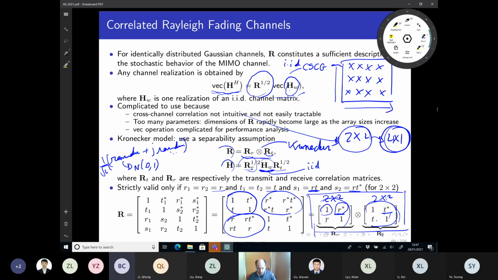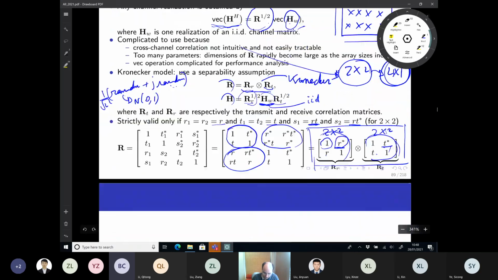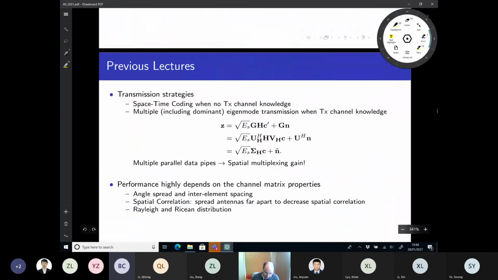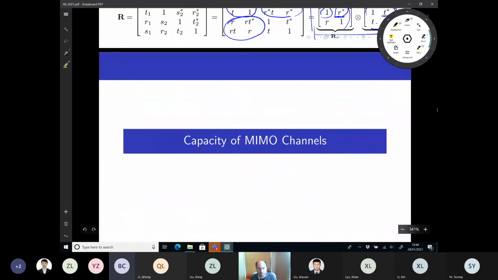In coursework 3, you can fix your correlation coefficient, you can change it, and you will see from there how your rate performance will actually change for the specific communication scheme that you will play with in coursework 3. That's about the basics of MIMO channel modeling, and you will become more familiar with this once you start playing with that.